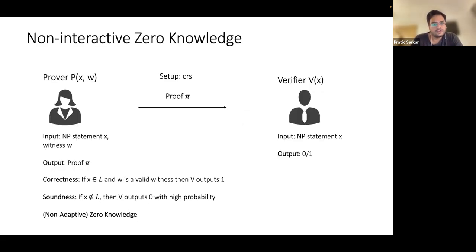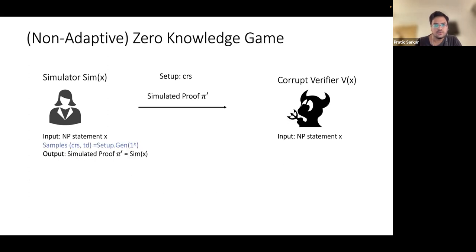In a non-interactive zero knowledge, there's a prover P who has inputs NP statement X and the witness W, and the verifier has the same NP statement X, and they also have access to a setup which is a CRS, and then the prover computes a proof pi, attesting the fact that X is in the language L and W is a valid witness. So correctness says that if X is in the language and W is valid, then the verifier outputs 1. Soundness says that if X is not in the language, then the verifier outputs 0 with high probability. And then we have non-adaptive zero knowledge, which is as follows. Here the simulator first samples a CRS and the trapdoor, and the verifier obtains this CRS.